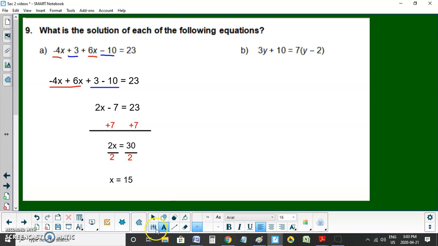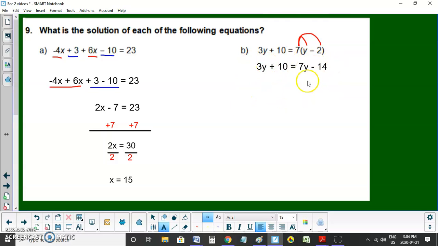Let's try the next one. So the next one here, you notice that you have a number next to a bracket. So this is going to be the distributive property. I'm going to multiply everything in the bracket by 7. And this side, I won't do anything to that yet, so I'll just leave it like that. 3y plus 10 equals 7y minus 14.